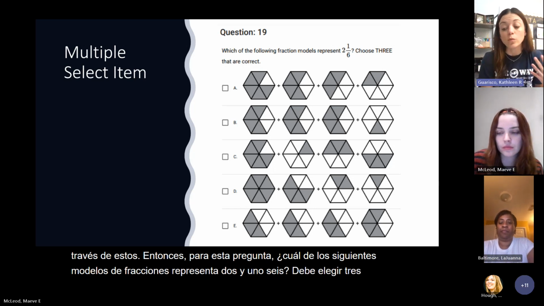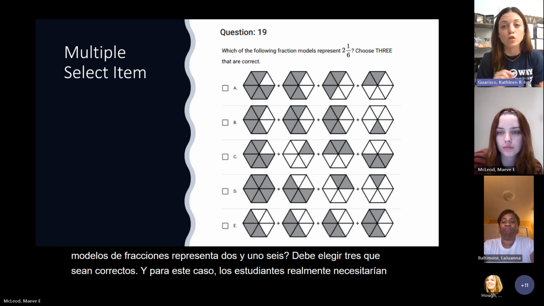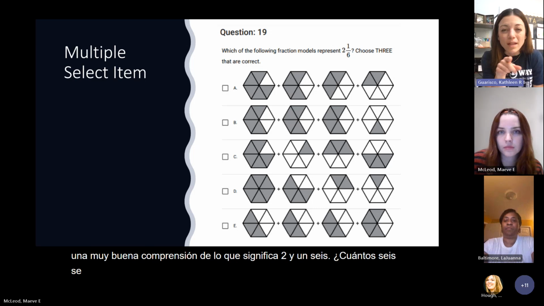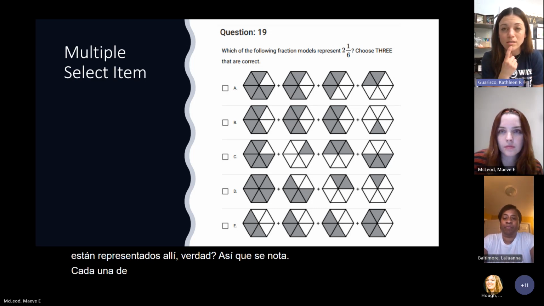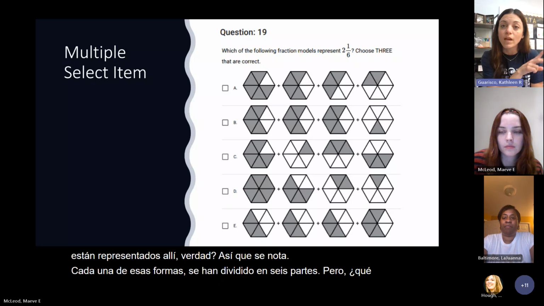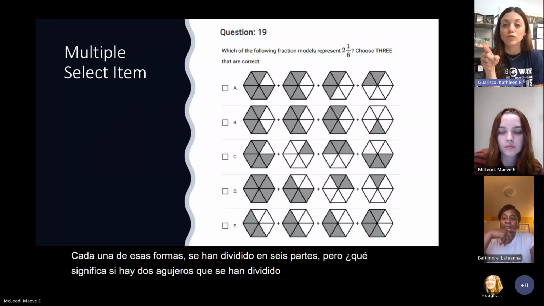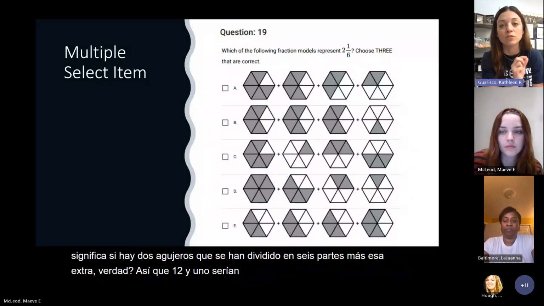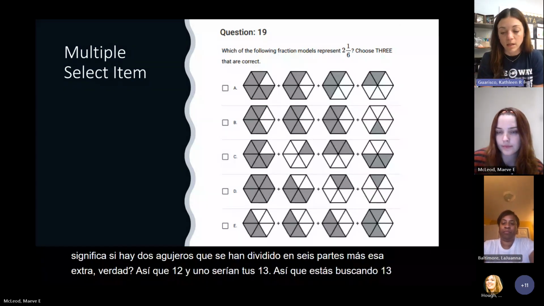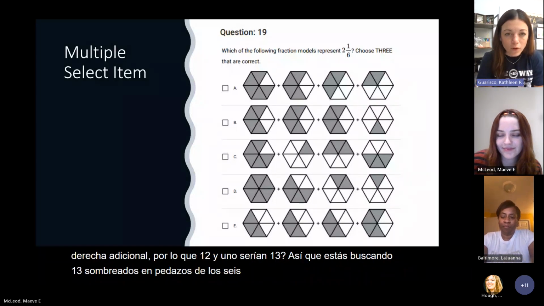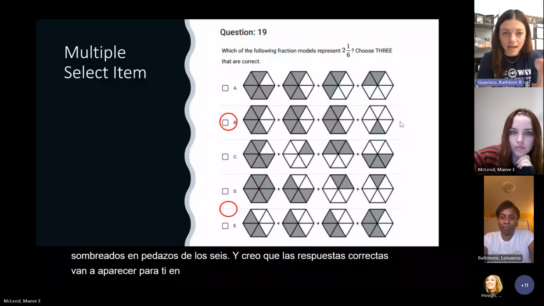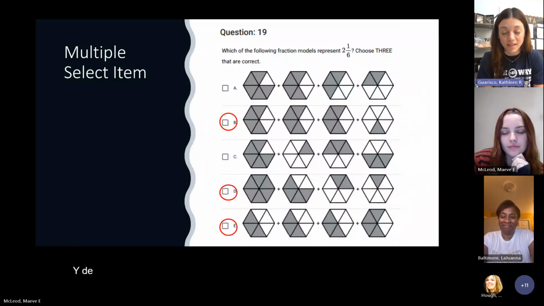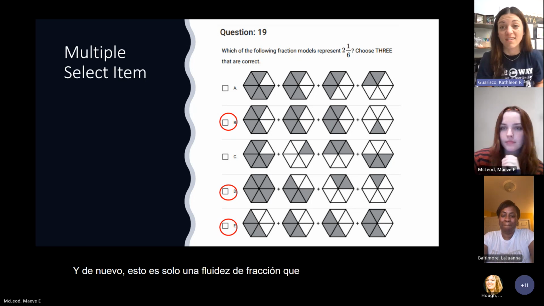And for this one, students would really need to have a really good understanding of what does 2 and 1/6 mean? How many sixths are being represented there, right? So you can tell by each of those shapes, they've been partitioned into 6 parts. But what does it mean if there's 2 wholes that have been partitioned into 6 parts, plus that 1 extra, right? So 12 and 1 would make your 13. So you're looking for 13 shaded in pieces out of the 6. And I think the correct answers are going to pop up for you in just a second. We've got B, D, and E as our correct ones. And again, this is just fraction fluency that we are going to continue talking about a lot in the 4th grade.